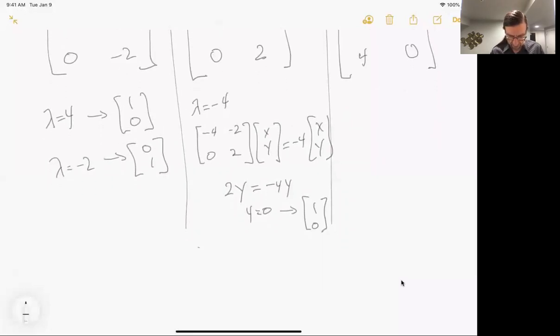For lambda equals 2, now we'll just work it out. The matrix [minus 4, minus 2; 0, 2] times (x, y) equals 2 times (x, y).